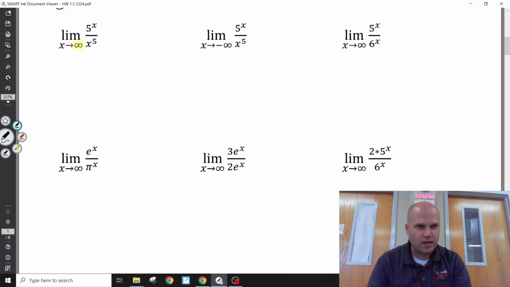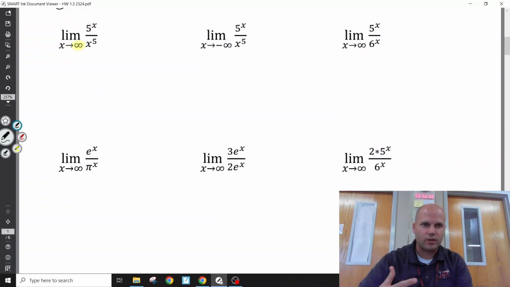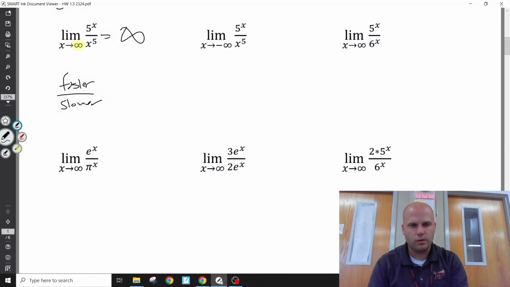If you plugged in infinity, 5 to the x, 5 times 5 times 5, we are quintupling our values every time. Exponentially fast growth. It's faster than x to the 5th. This is a faster over slower situation, so this is going to positive infinity. If I plug in negative infinity though, this is a no growth function.